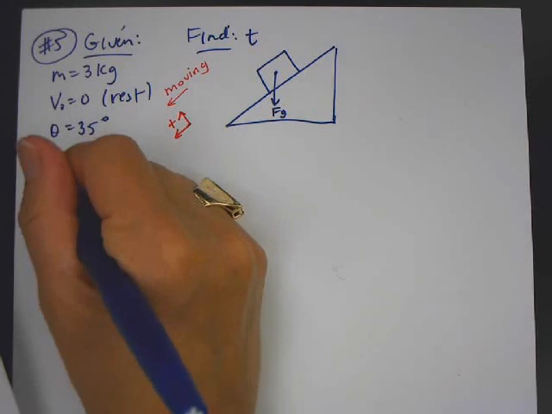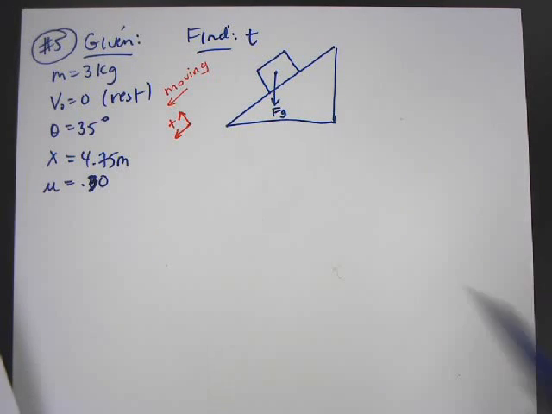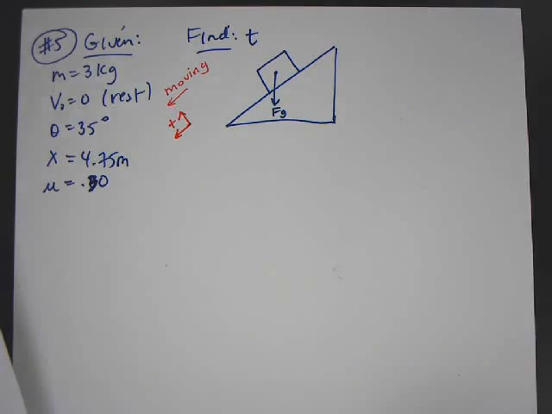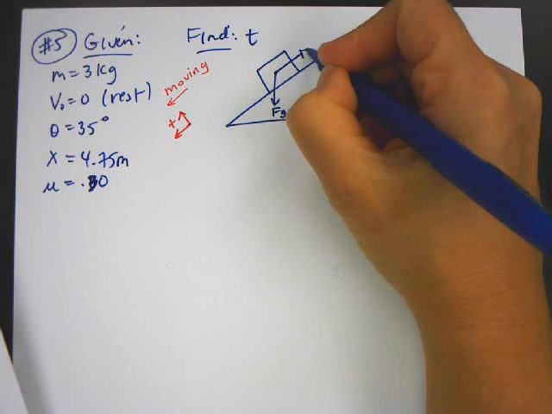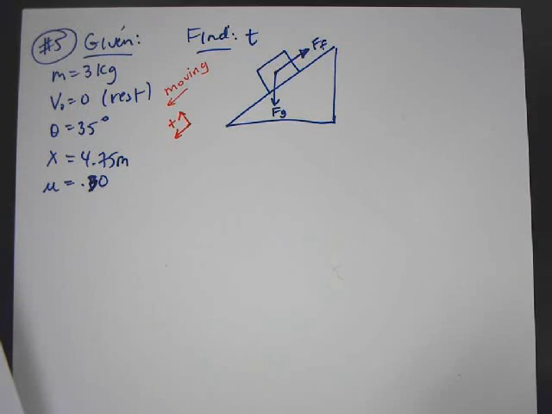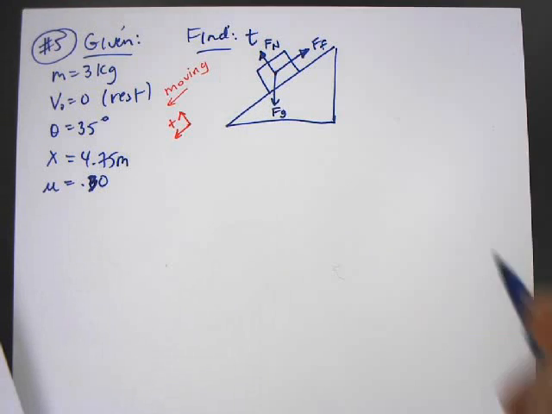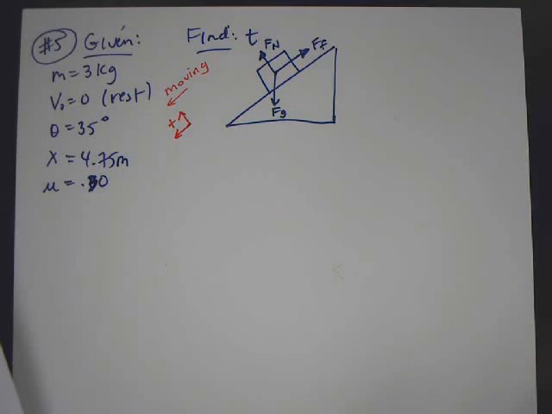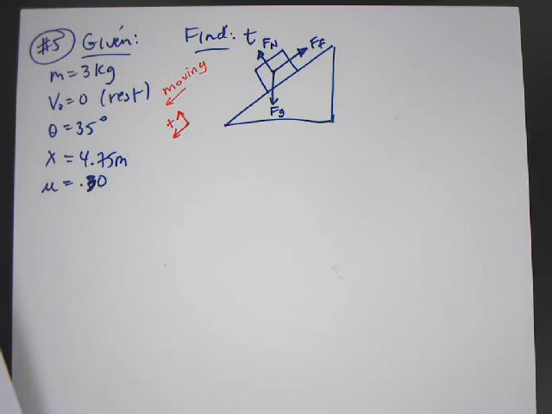Oh, I also forgot in the given to write mu is equal to 0.3. So if the object is moving this way, the frictional force acts opposite the motion. And then my normal force always acts perpendicular to the surfaces in contact. So this shows all the forces acting on the object. That's my free body diagram. So if this was an FRQ, this might be 1, 2, 3 points. Okay, right there.